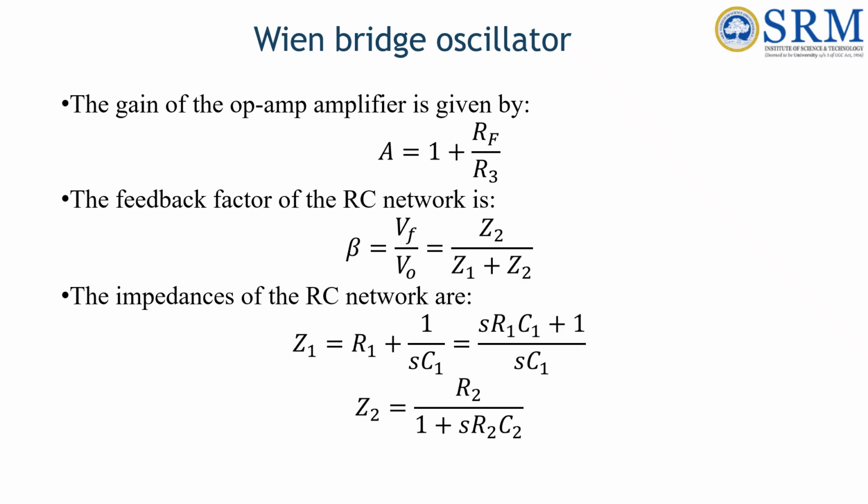We can calculate the frequency by following the steps given below. The gain of the op-amp amplifier is given by A equal to 1 plus RF by R3. The feedback factor of the RC network can be found out by beta equal to Vf by Vo, that is equal to Z2 by Z1 plus Z2. The impedances of the RC networks are Z1 equal to R1 plus 1 by SC1, which is equal to (SR1C1 plus 1) by SC1, and Z2 equal to R2 by (1 plus SR2C2).